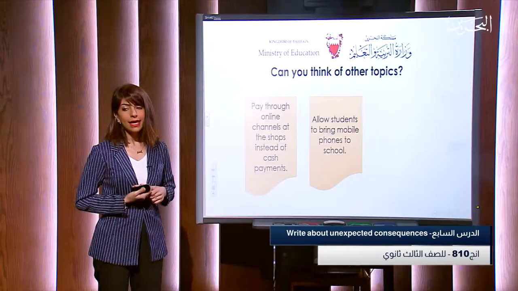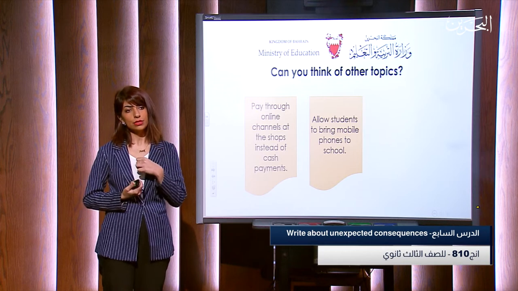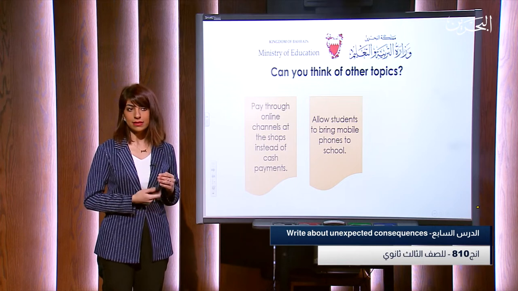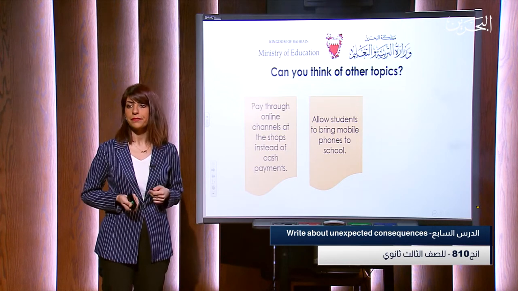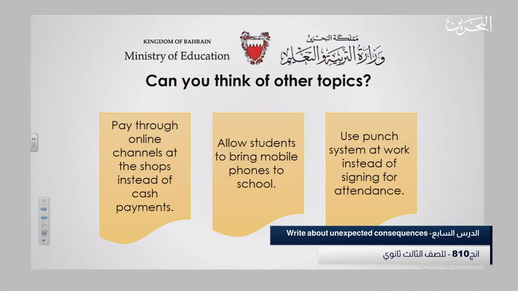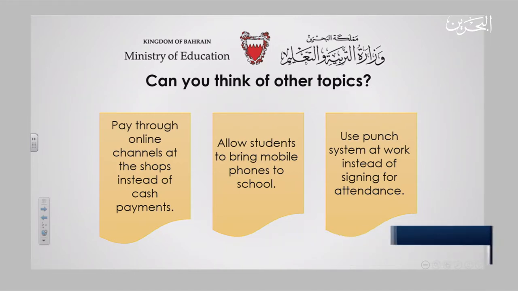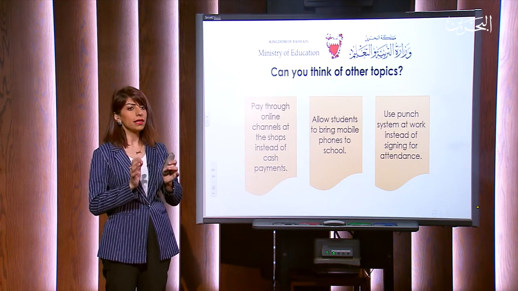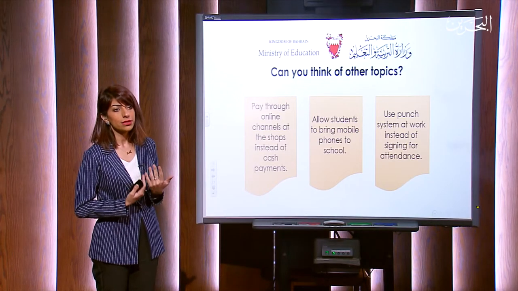Another topic is allow students to bring their mobile phones to school. Now, if they did this, there has to be consequences, whether positive or negative. Last but not least, use punch system at work instead of signing for attendance. As you know, some jobs depend on signing for attendance or punching or both of them. Now we are assuming here that only punching will be allowed for attendance. There has to be positive and negative consequences. So these are suggested topics that we could write or speak about.